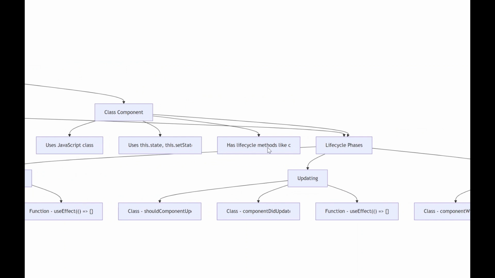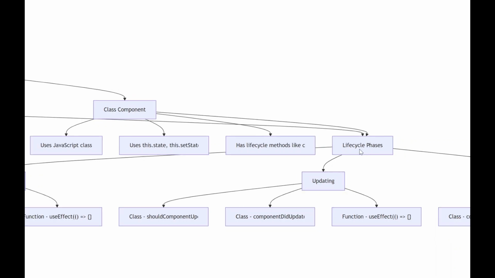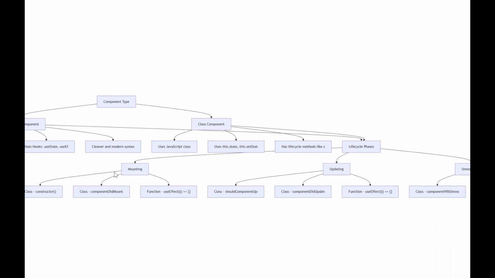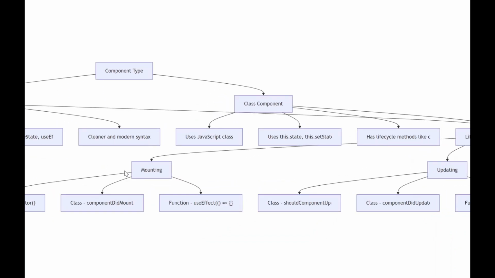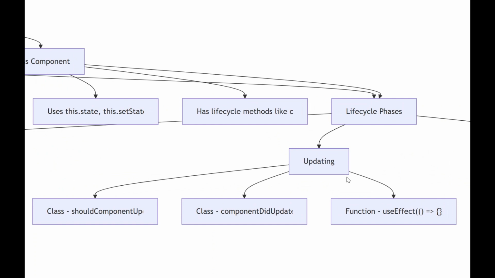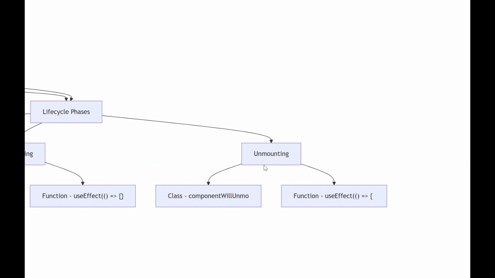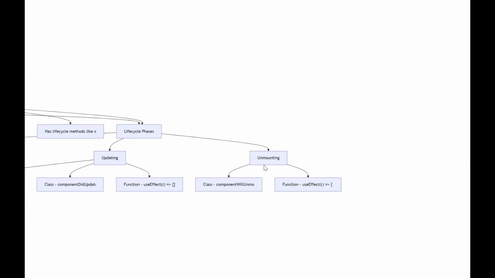Now if we talk about the lifecycle of the component for class-based and function-based, in function it has lifecycle methods like this. If we talk about lifecycle phases, there are three phases of lifecycle. First, mount phase, when the component loads. Second, updating phase, after loading the component. Third, unmounting phase, when the component unmounts.